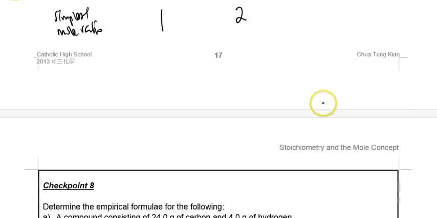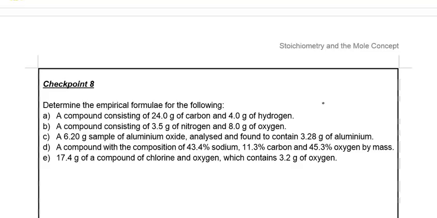Let's try checkpoint 8 by yourself. Pause the video now and try checkpoint 8. Continue the video once you are done.